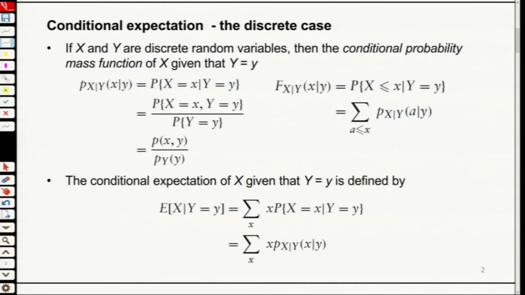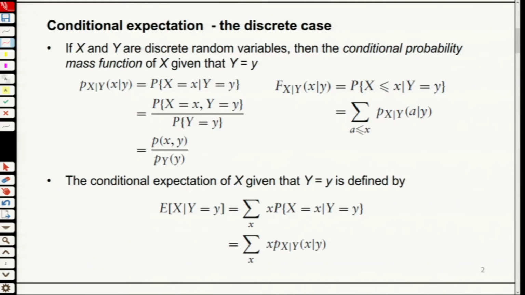The conditional expectation of x given y is defined as follows. This is the expectation now. Given y equals y, now you have the x, and you are calculating the expectation of this x. So this is called conditional expectation.